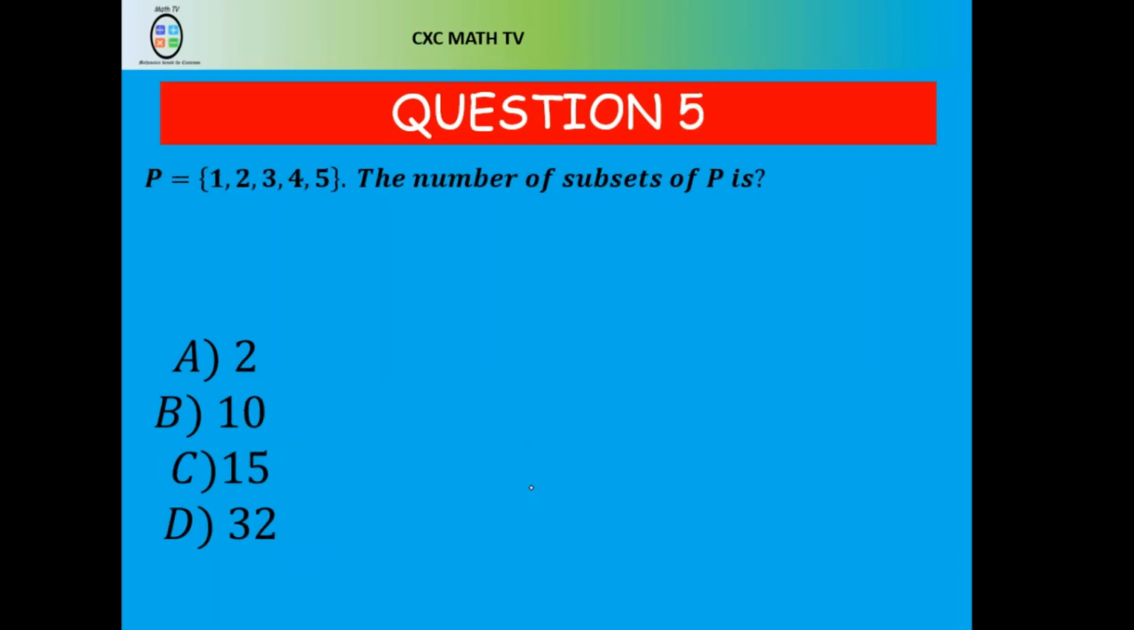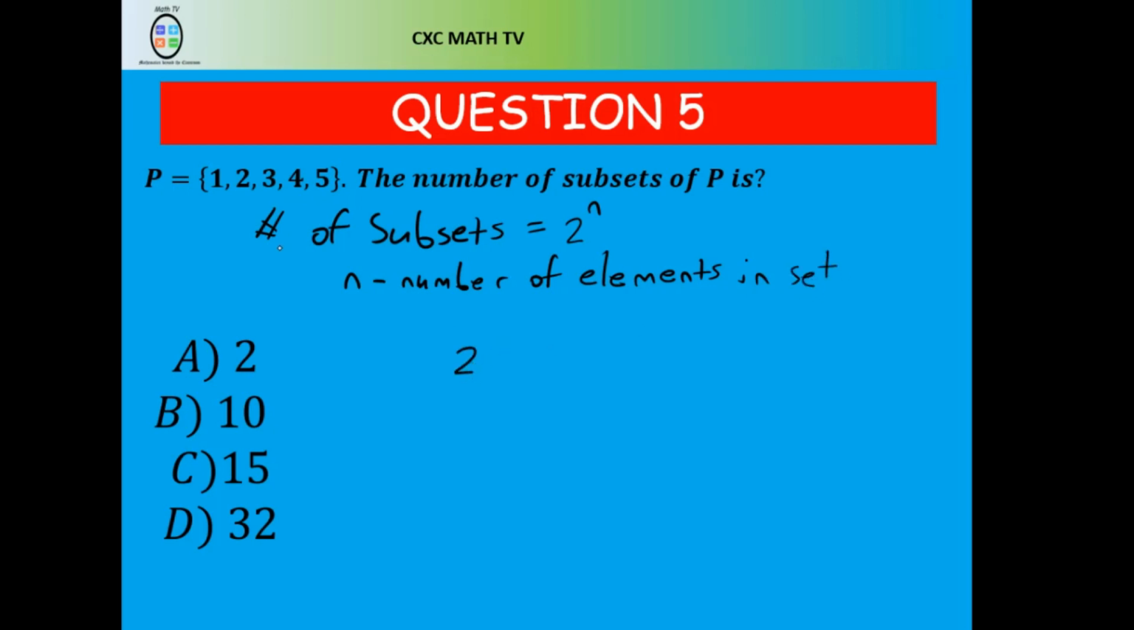Question 5 says the number of subsets of P is... So, number of subsets, always remember this. Write down this formula. The number of subsets is equal to 2 to the n, where n is the number of elements in the set. So in that case, n is 1, 2, 3, 4, 5. So it's 2 to the 5, which is 32. That'd be option D. Easy.